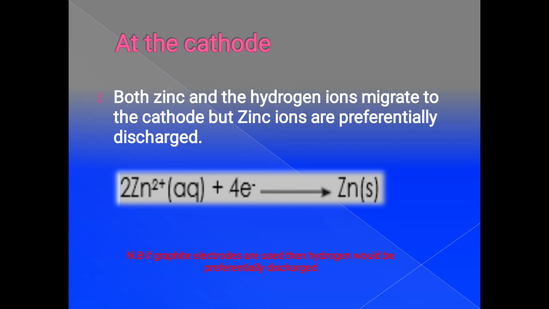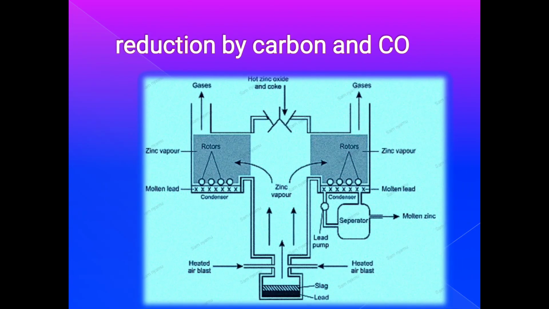And we might need to ask ourselves, why don't we use graphite electrodes? In this case, we are saying that if graphite electrodes are used, hydrogen would be preferentially discharged. So for that reason, we don't use the graphite electrodes. Otherwise, hydrogen would have been preferentially discharged.